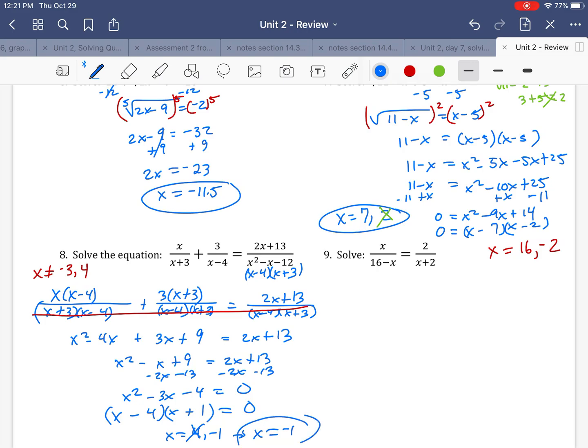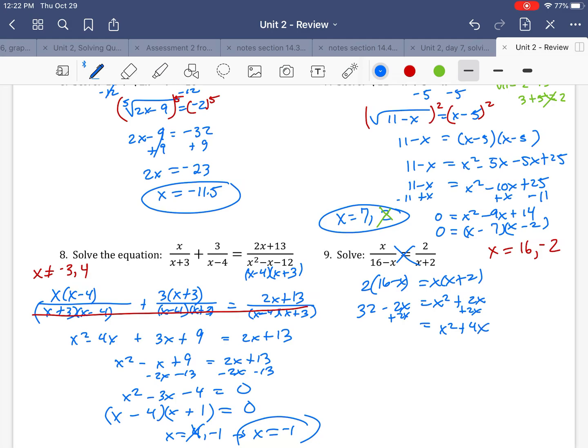All right, over on number 9, I have to cross multiply. So I would get 2 times 16 minus x equals x times x plus 2. And you could put those on different sides if you like. But either way, you get 32 minus 2x equals x squared plus 2x. All right, I'm going to bring everything over to the right. So I'm going to add 2x there. So it becomes x squared plus 4x.